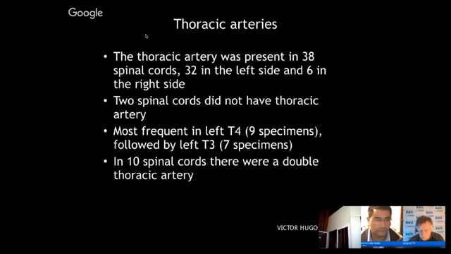The thoracic artery was present in 38 spinal cords: 32 on the left side and 6 on the right side. Two spinal cords did not have a thoracic artery. Most frequent was left T4, 9 specimens, followed by left T3 in 7 specimens. In 10 spinal cords, there was a double thoracic artery.